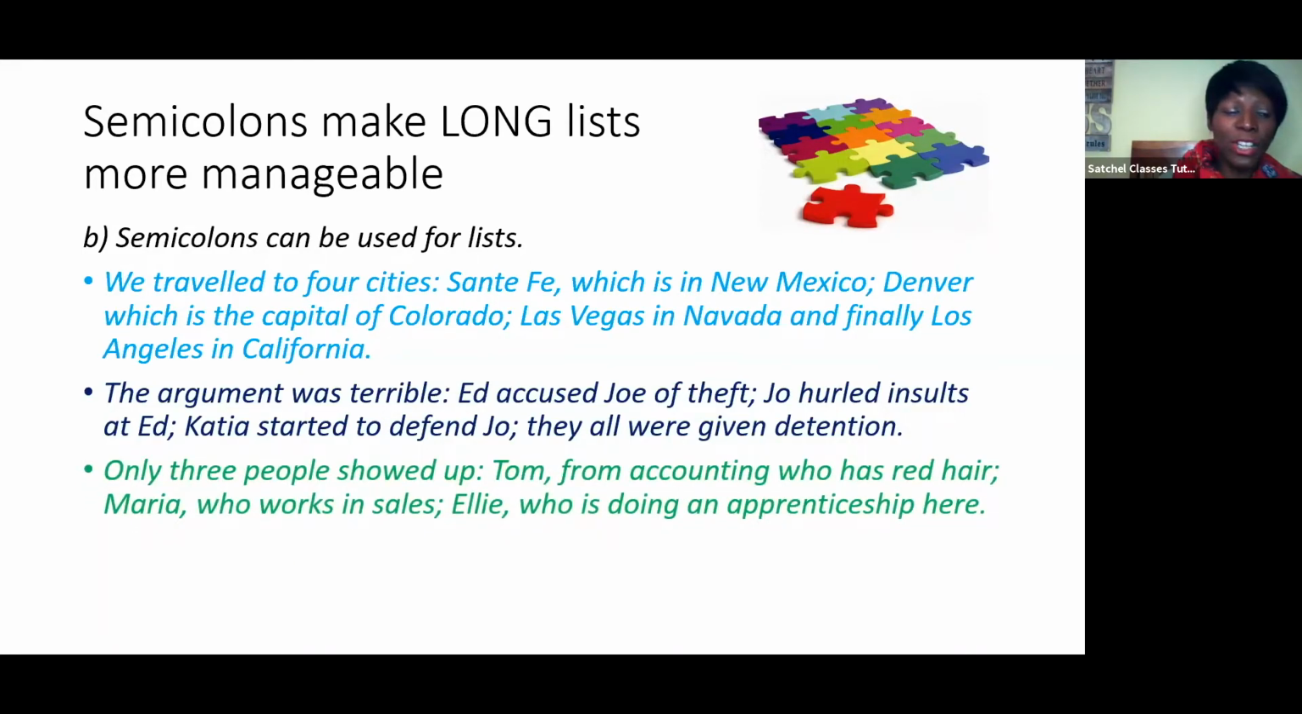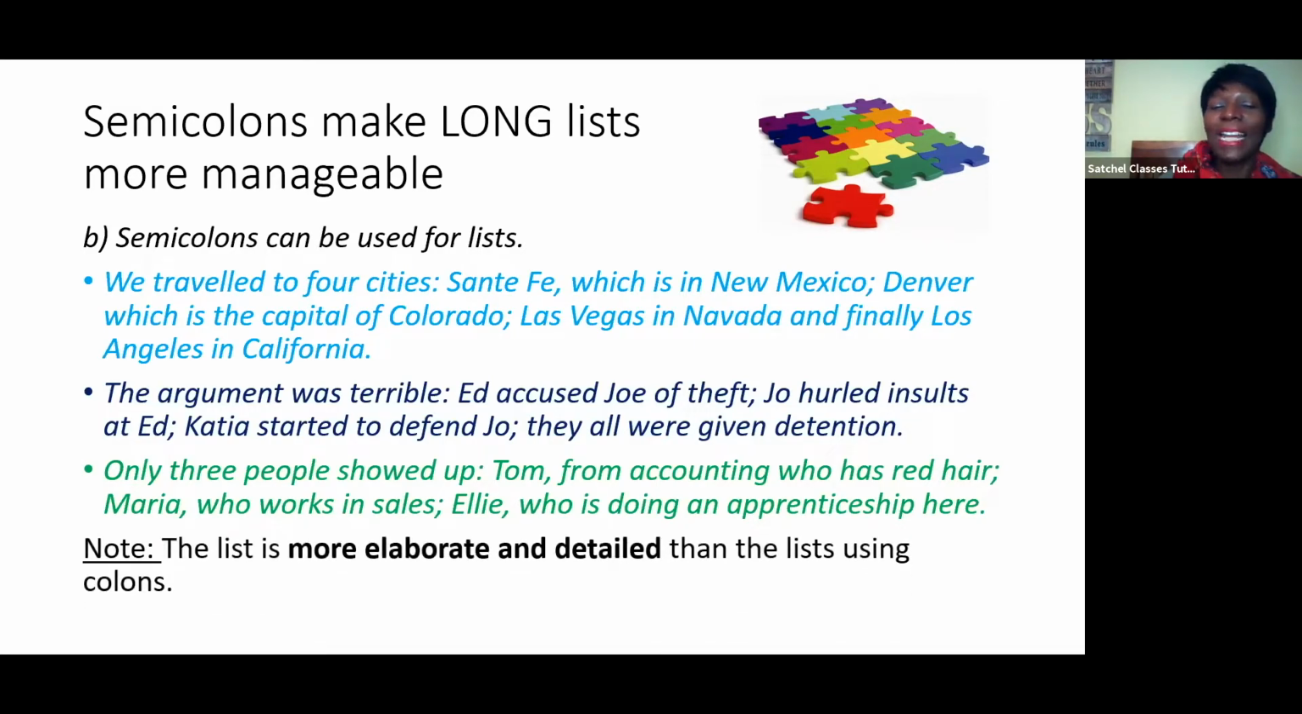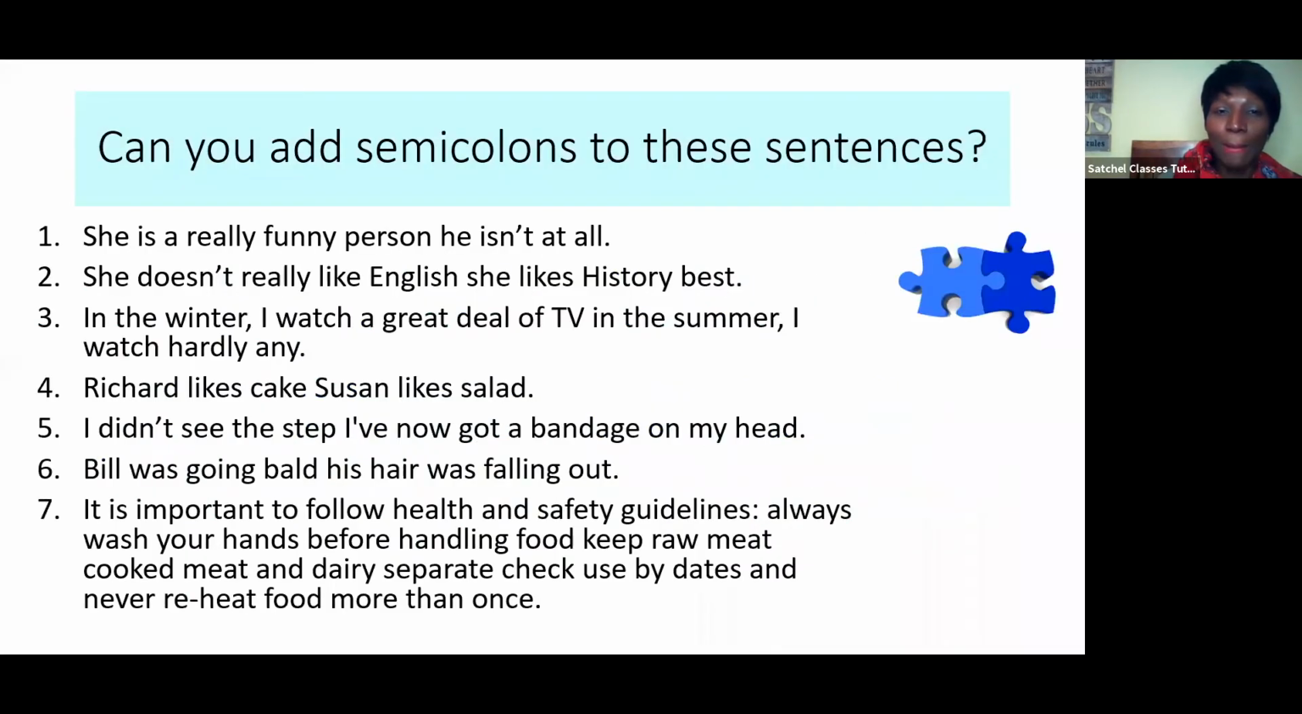Only 3 people showed up: Tom from accounting, who had red hair; Maria, who works in sales; Ellie, who was doing an apprenticeship here. So you can see with this list, again introduced by a colon, we've got Tom, Maria, and Ellie. It's giving additional information about each person, and so the semicolon helps to make the list manageable. So these are elaborate and detailed lists. If it were just a normal list, we just use the normal commas after the colon, but these are elaborate and detailed lists, and therefore the semicolons help us.